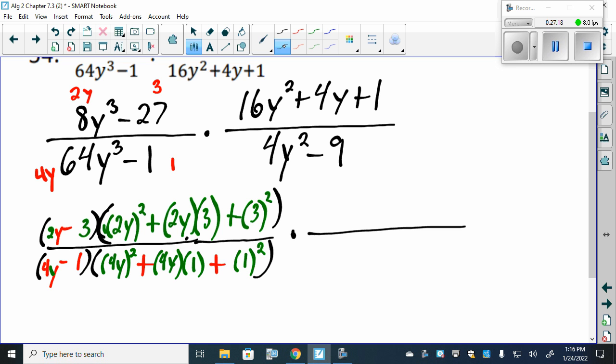I'd be factoring most likely the 4y squared minus 9. Because 4y squared is a perfect square, because we can say 2y and 2y. And 9 is a perfect square, which would be 3 and 3. So 4y squared minus 9 would factor as 2y minus 3 and 2y plus 3. Any questions over this here, Caleb? Okay.